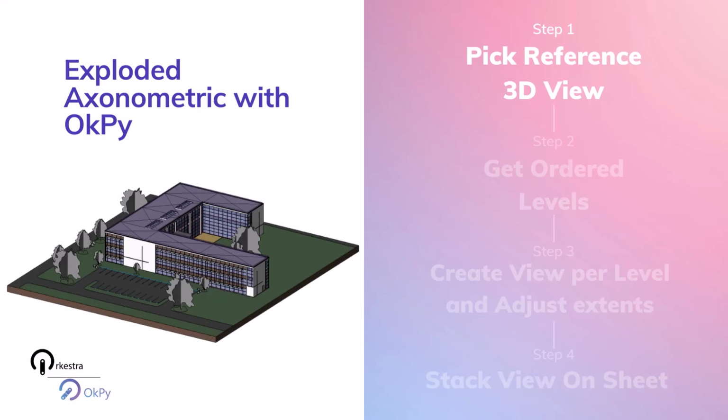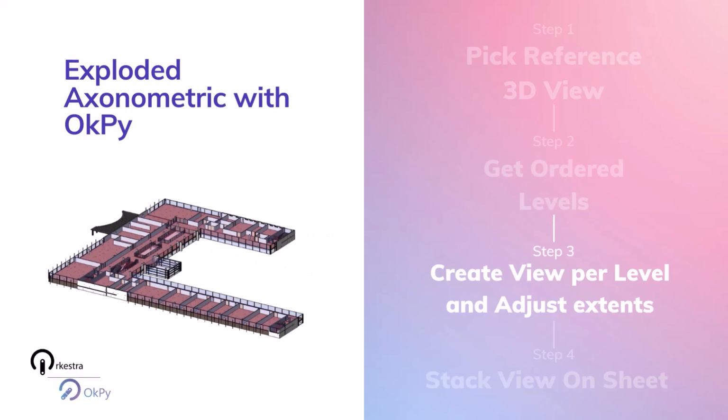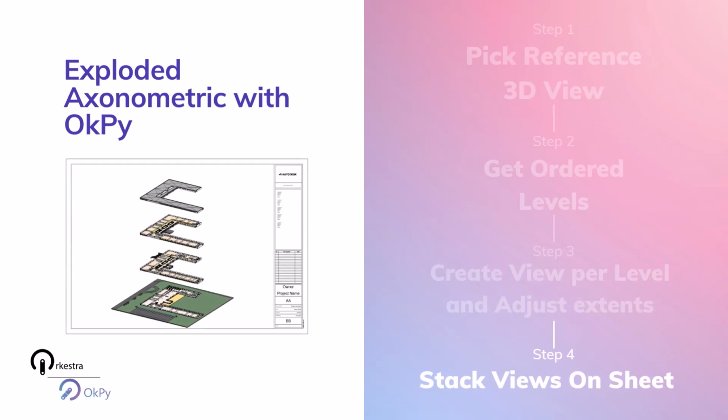Then the second step will be to get the ordered list of levels that we have in the project. In step 3, we will create those views like slices in the model and adjust their extents. And then finally, we're going to stack those views on a sheet and make something that looks really cool like this.